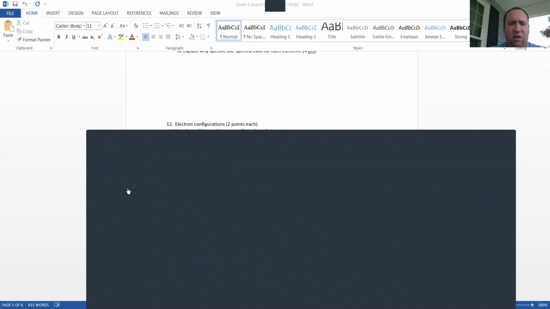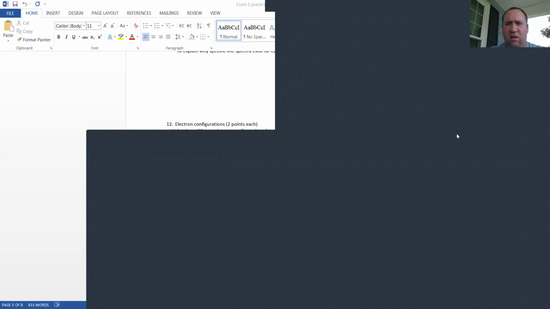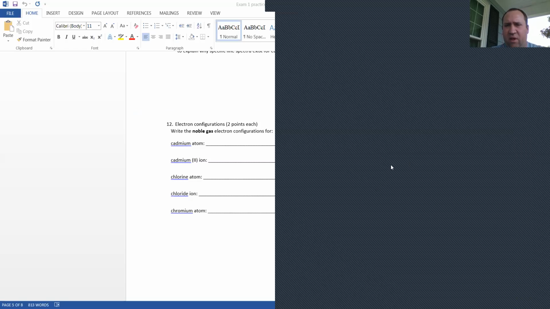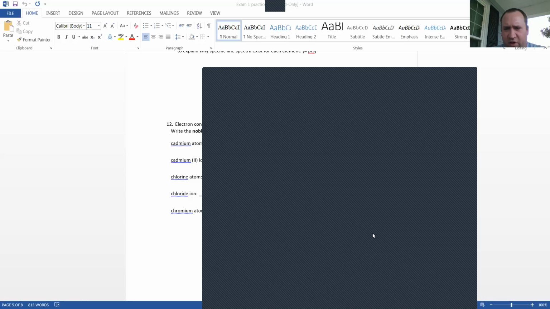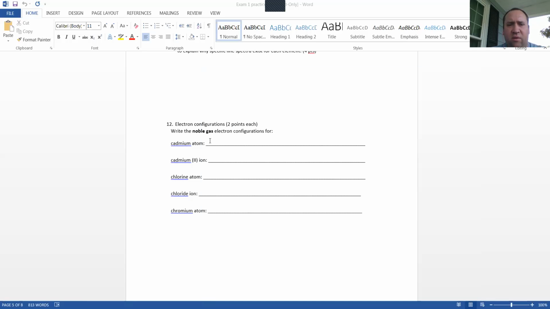would be, if I have cadmium, it has a configuration of krypton. Yeah. So the atom itself would be krypton 5s2. We can write it in the short state. Well, it's asking for noble gas, so that is the short state.